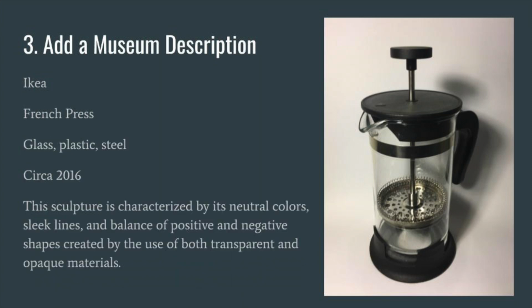Here is the museum description for my object. I listed the company that made it. The title, I didn't get too creative, I just listed what it was, what it's made out of, and circa 2016. Circa is the museum word for about. It was made about 2016. I don't know when this thing was designed, but that's when I bought it. And for a short description, I mentioned that it has all neutral colors, really sleek lines, and a nice balance of positive and negative shapes created by having both transparent and opaque materials.